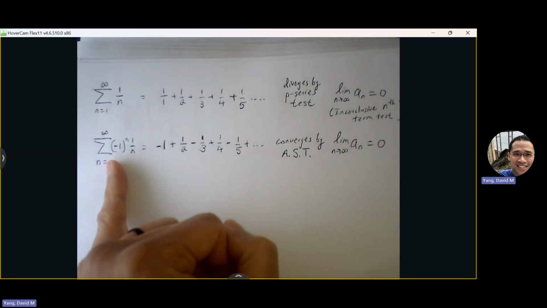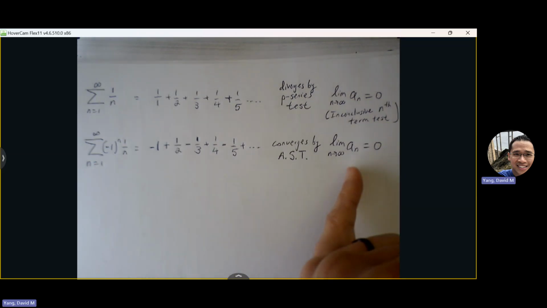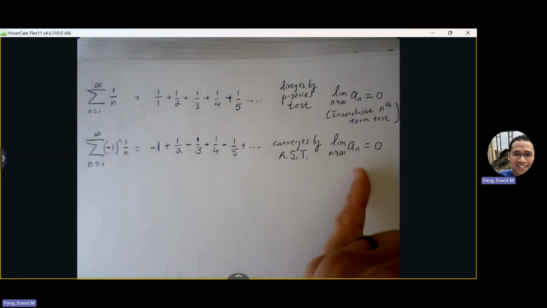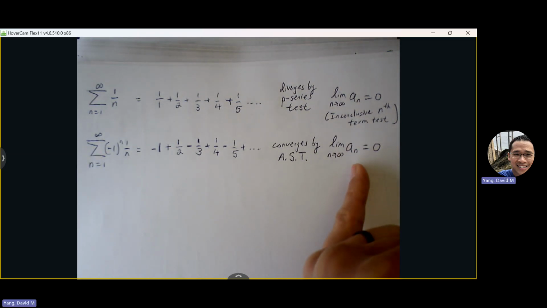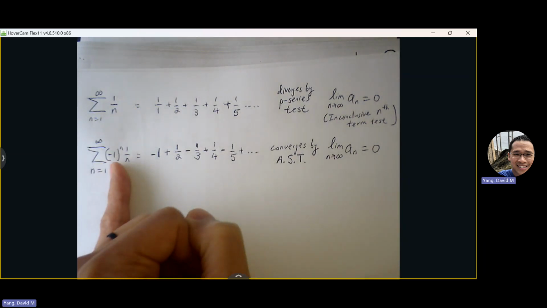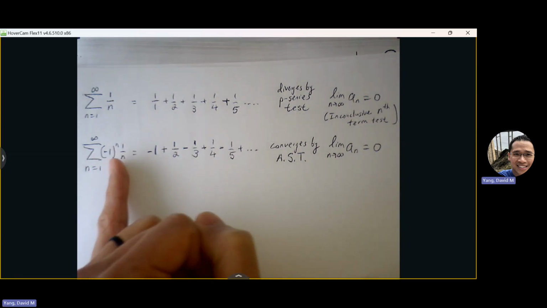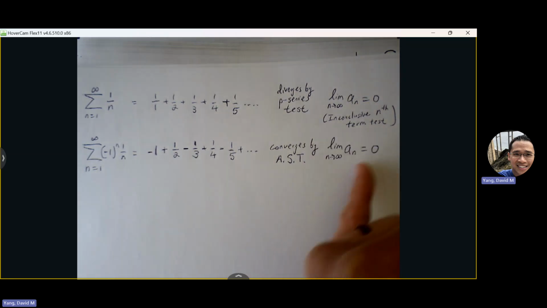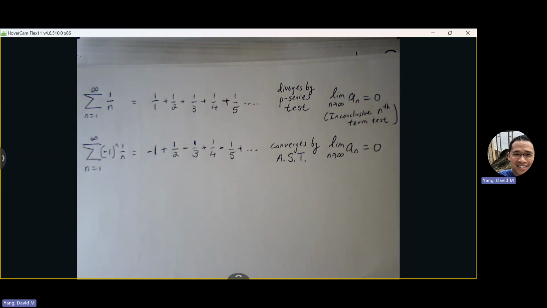Now, if it's an alternating series and this is not true, then the series will diverge by the nth term test, right? The alternator can only make an impact up to a certain point, but it needs this at least to go to 0. If it doesn't go to 0, then it doesn't matter how many terms we subtract. The sum is going to head up towards infinity.